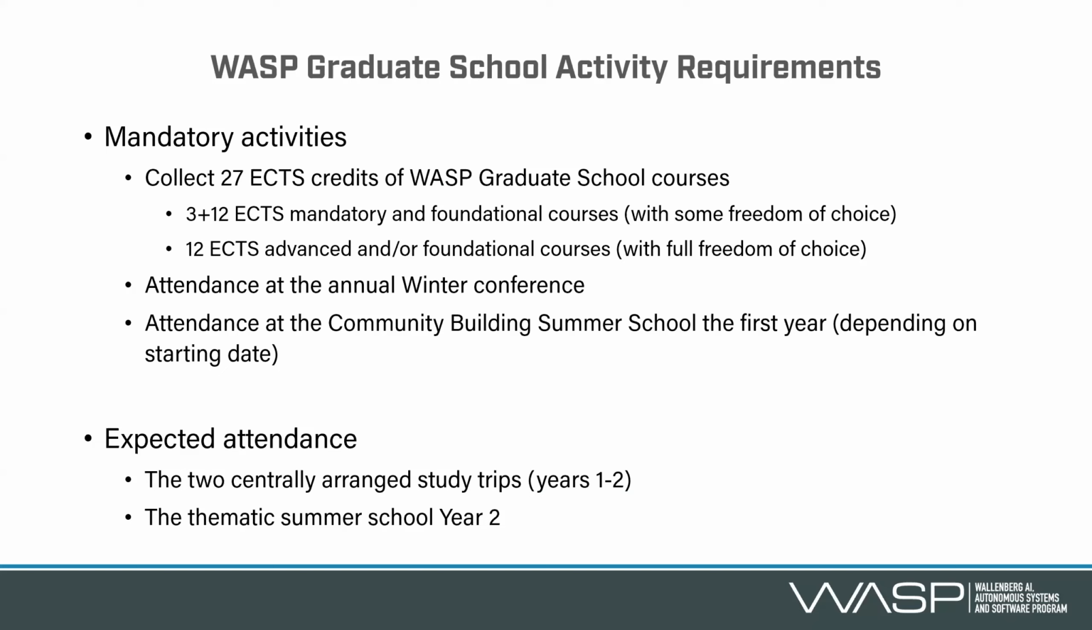It's mandatory to attend the annual winter conference and also attend the community building summer school the first year. That depends on your starting date. There's a break point. I think it's June 15, but I'm not 100% sure. There are also some activities with expected attendance, and that's the 2 centrally arranged study trips, years 1 and 2, and then a thematic summer school, year 2.